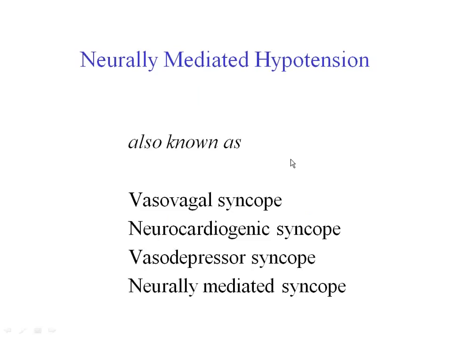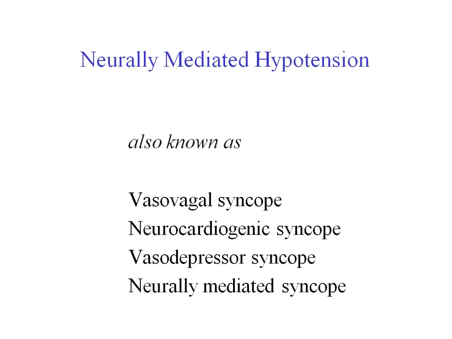Neurally mediated hypotension has a number of synonyms that don't make it easy for people to review this literature, but a few of them are listed here. It's been termed vasovagal syncope, neurocardiogenic syncope, vasodepressor syncope, neurally mediated syncope. We like the term hypotension because not all of the patients who have this problem have fainted. If you go to the doctor and say, I think I might have neurally mediated syncope, and you've never fainted, they'll look at you like you're from Mars. So we like the term neurally mediated hypotension instead.